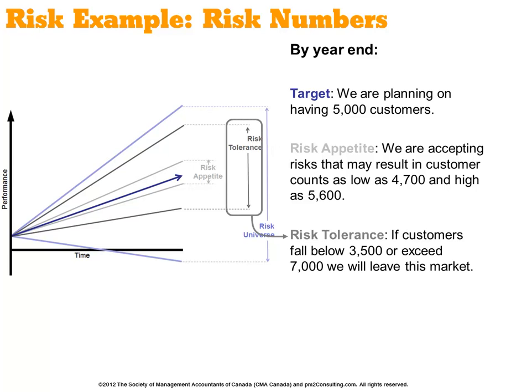And then, again as a numerical example, risk tolerance. Maybe if your customers fall below 3,500 or exceed 7,000, serious consequences will happen, and perhaps it will result in you needing to leave the market. So those are numerical examples of what these may look like.